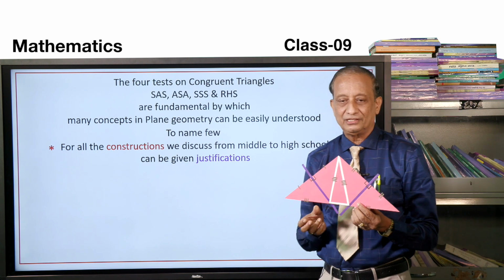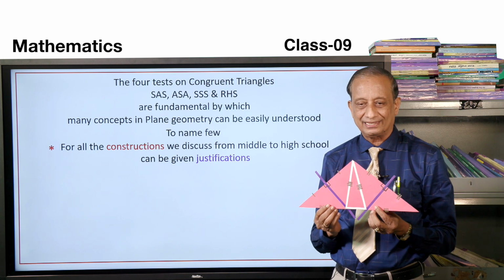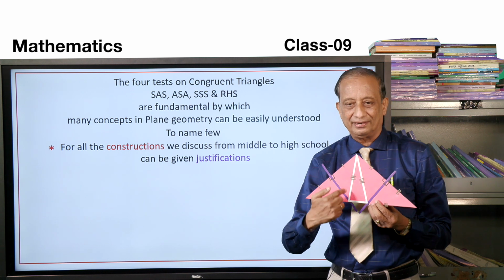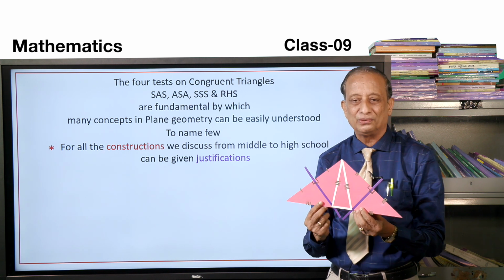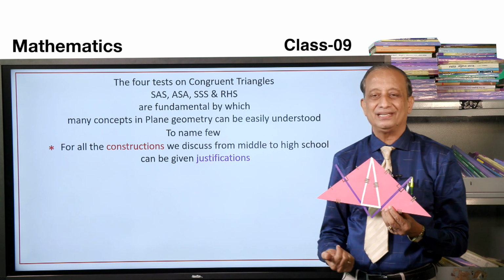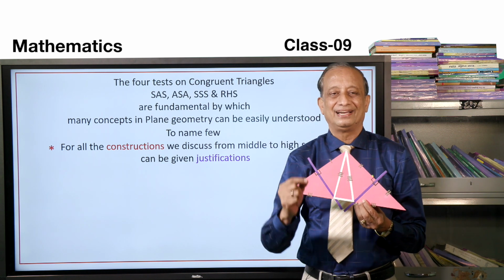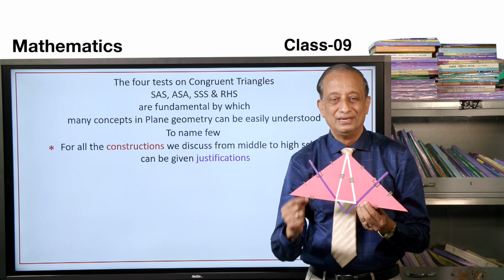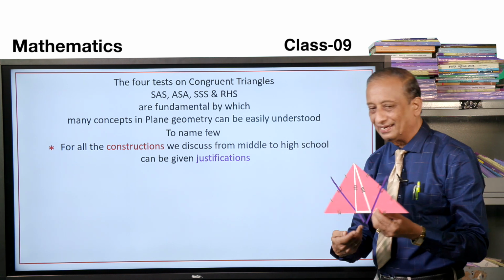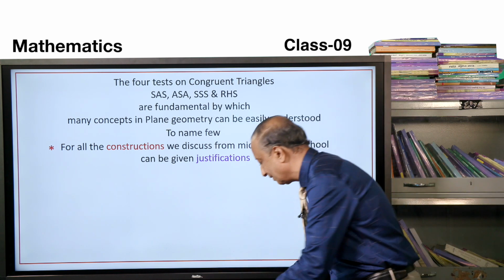Look at this figure. This we have already understood in the previous classes. Given the perimeter of a triangle and two base angles, this is how we are going to construct. This is all based on SAS criteria only. So with the help of the SAS criterion, this construction is taught to you.